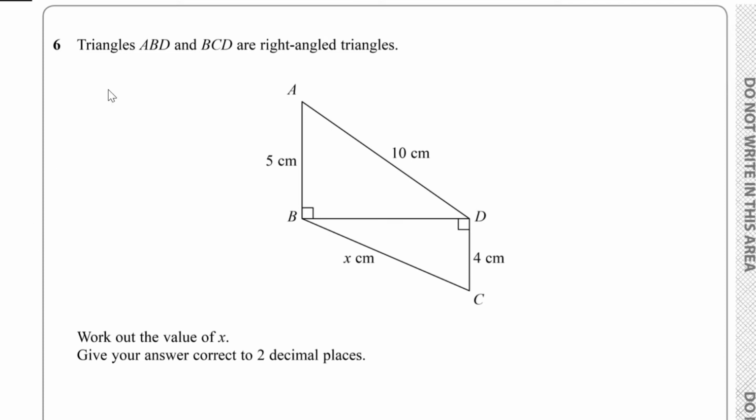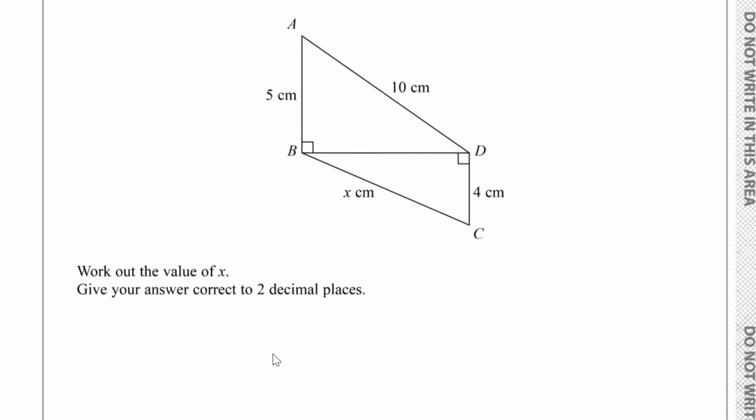Question number 6. Triangles ABD and BCD are right-angled triangles, and we have to work out the value of x, giving your answer to 2 decimal places. In order for us to work out x, we can use Pythagoras to help us. We need to work out this length here using Pythagoras, and then we can use Pythagoras in this triangle to find out this length. So this length, BD, through Pythagoras, because 10 is the hypotenuse, the longest side, BD is equal to 10 squared, take away 5 squared, square rooted.